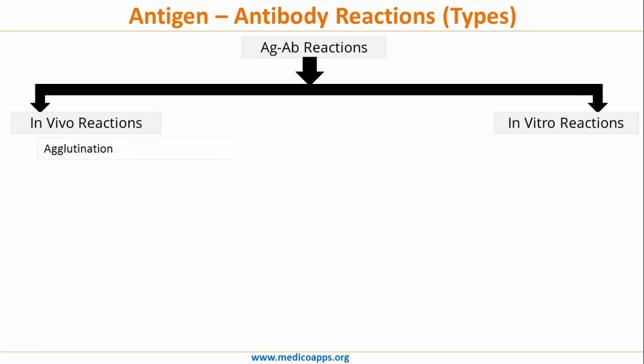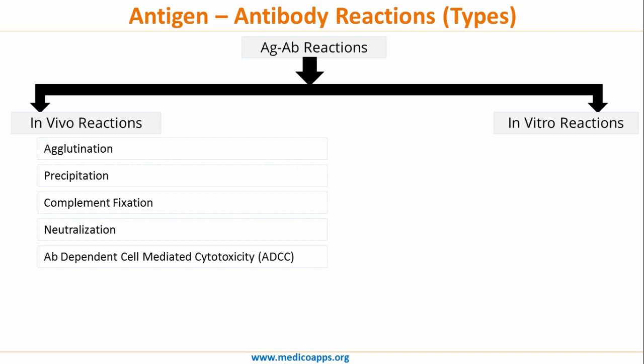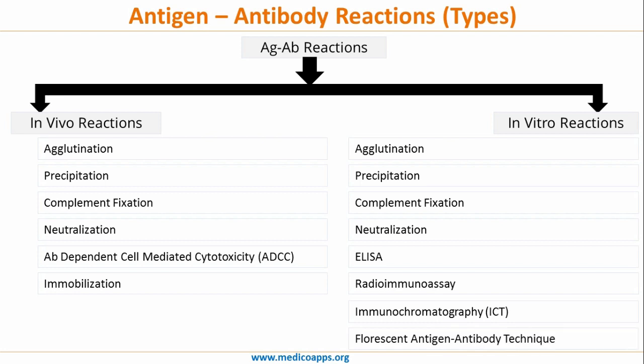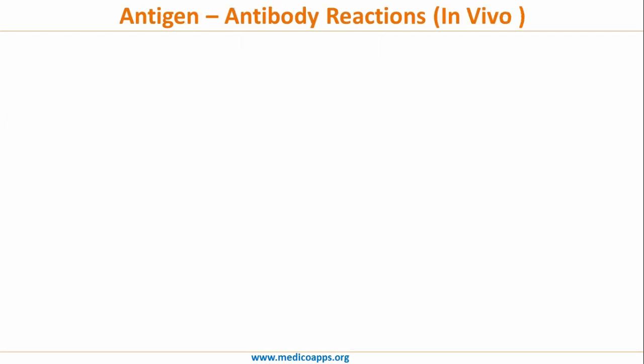Now, the various in vivo reactions are agglutination reactions, precipitation reaction, complement fixation, neutralization, antibody dependent cell mediated toxicity and immobilization. Whereas the various in vitro reactions are agglutination, precipitation, complement fixation, neutralization, ELISA, radioimmunoassay and immunochromatography, even the fluorescent antigen antibody technique. So in all these reactions there are subtle differences, but essentially the antigen and antibody combine together in all of them. If we see the in vivo reactions, there are three stages.